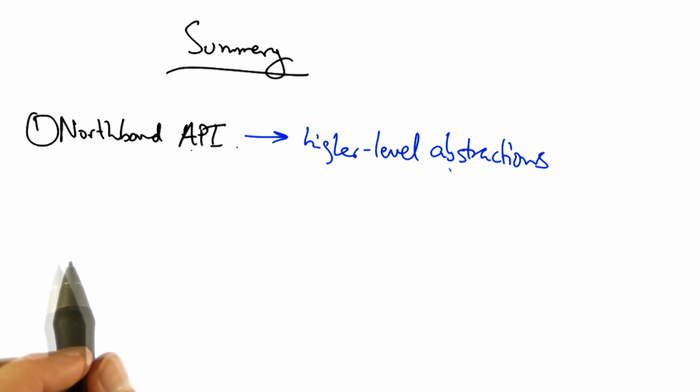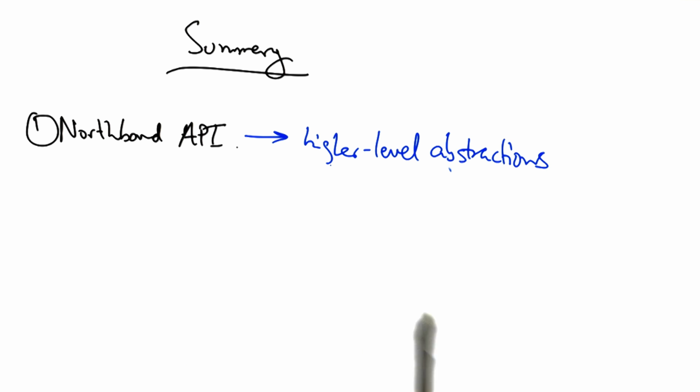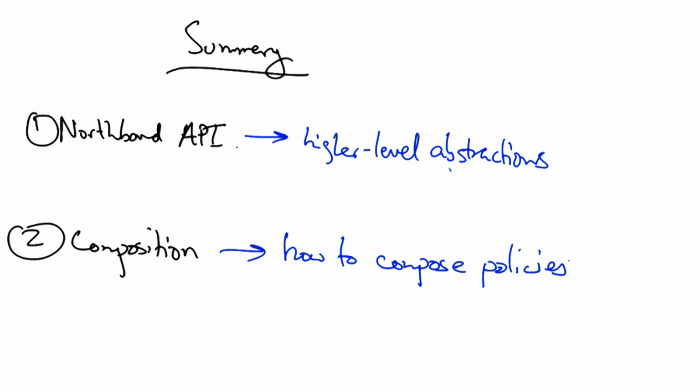In summary, we've covered two concepts. One is the notion of a northbound API, which sits on top of an SDN controller and exposes higher-level abstractions that allow the operator or programmer to write policies without regard to how OpenFlow rules eventually get installed. We've also talked about two different composition operators, parallel composition and sequential composition, which specify how individual simpler policies can be composed to implement more complex network applications, thus allowing different SDN control programs to independently perform tasks on the same traffic.